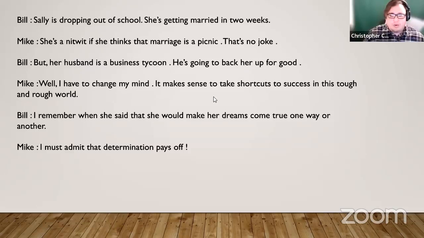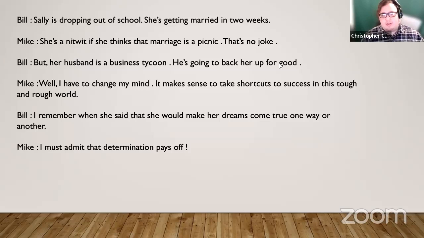But yeah, so in this one, when he says she's a nitwit if she thinks that marriage is a picnic, it's basically saying she's an idiot if she thinks that marriage is a picnic. When they say marriage is a picnic, it's talking about how it's not super easy. It's not something to just go and do. They're saying it's work. You gotta work at it to make things happen. I don't fully know. I'm not married, but I've heard many stories.